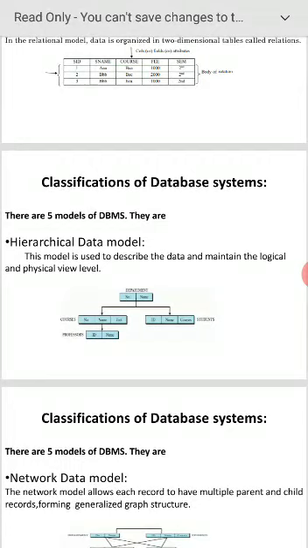See, in relationships, there are different types. One-to-one, one-to-many, many-to-many, many-to-one. One-to-one: A is associated with B, and B is associated with A. That is one-to-one. One-to-many: A is associated with B, C, D. Many-to-one: B, C, D are associated with A. Many-to-many: A, B, C are associated with X, Y, Z.